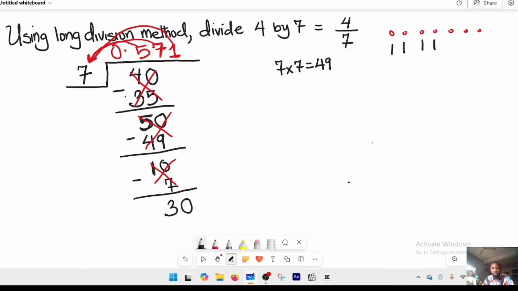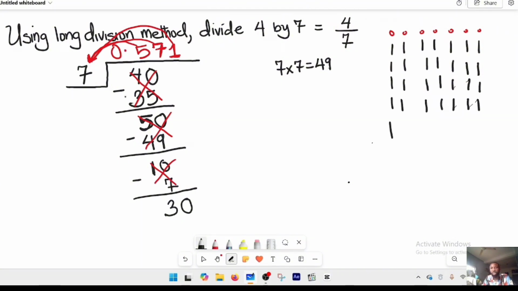So we have 3, 4, 5, 6, 7, 8, 9, 10, 11, 12, 13, 14, 15, 16, 17, 18, 19, 20, 21, 22, 23, 24, 25, 26, 27, 28, 29, 30. So at this point, you don't consider these 2, like we said, leave those ones off, and then we'll count the rest. We have 1, 2, we have 3, and we have 4.